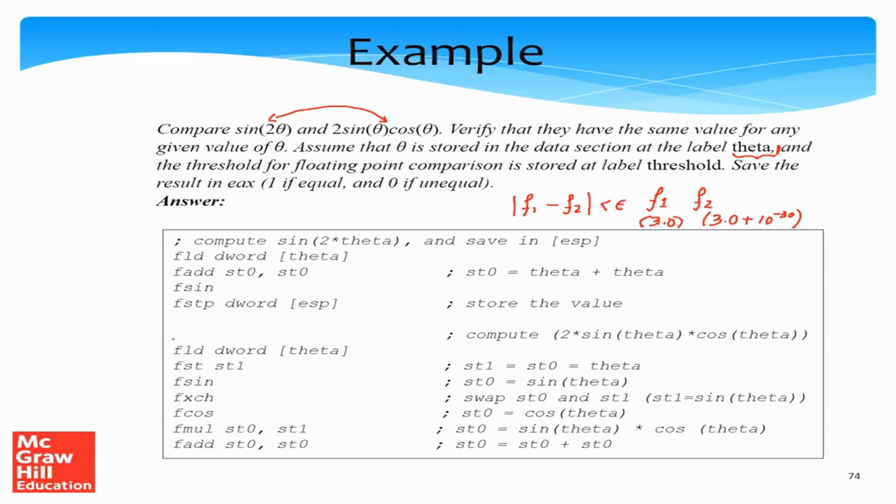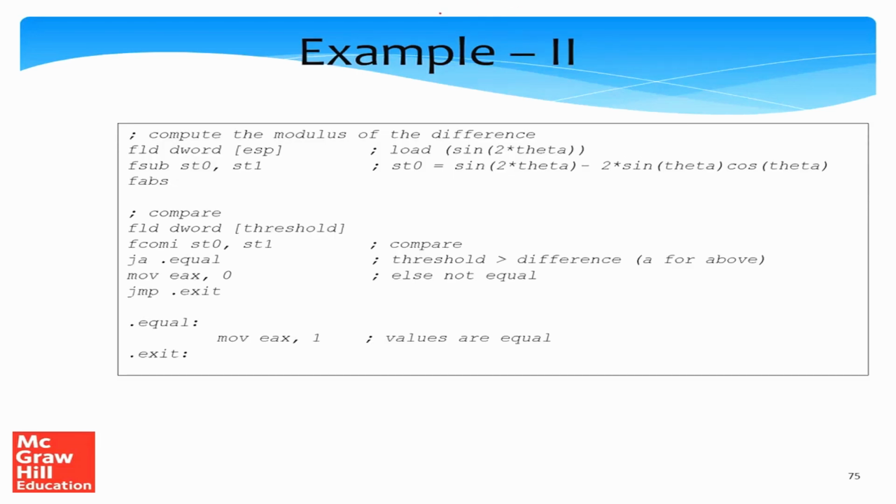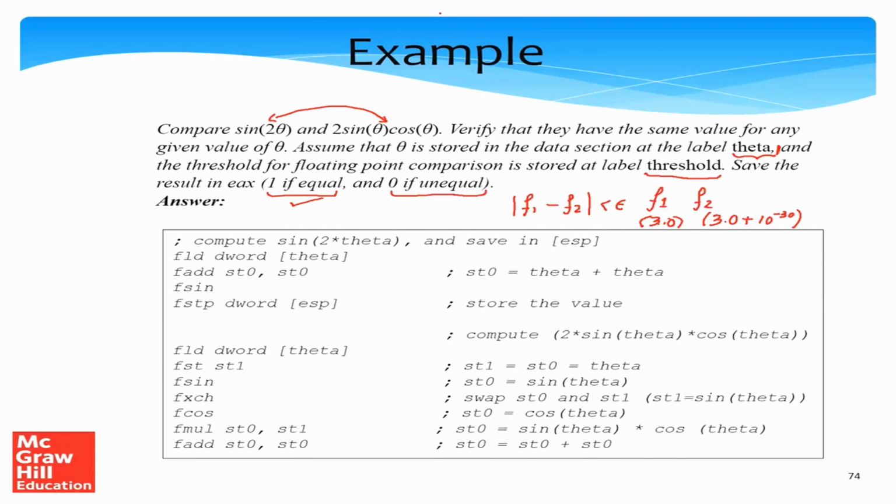So in this case, let us assume that this threshold is saved at the label threshold. And finally, after the comparison, let's save the result in EAX: 1 if there is equality and 0 if there is lack of equality. So we expect 1 as an answer all the time. Let's now break this example, because the example is kind of long and complicated. As you see, it's a 2-page example. So let's nevertheless try to understand it slowly, gradually.